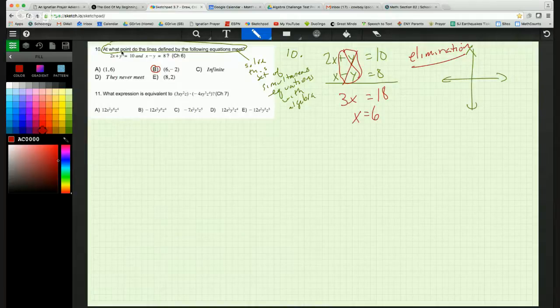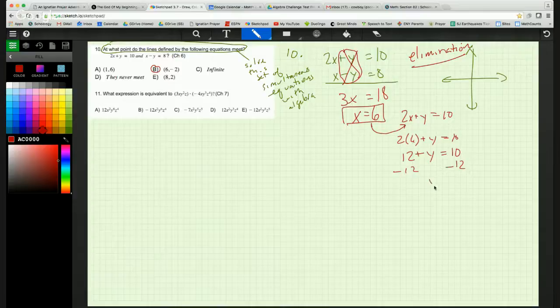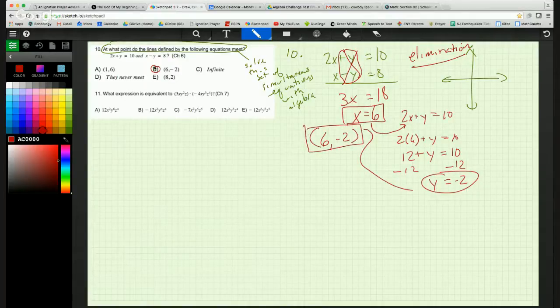But let's just go back and make sure that we're going to get a -2 for y, because if we don't, we're in trouble. So I'm going to go back to this first equation and say, well, 2x plus y equals 10. And I know now that x is 6. I'm going to plug that in here. 2 times 6 plus y equals 10. 12 plus y equals 10. Minus 12 minus 12. Y equals -2. Good. So I know that x is 6, y is -2. That's my answer. I'm sticking to it.